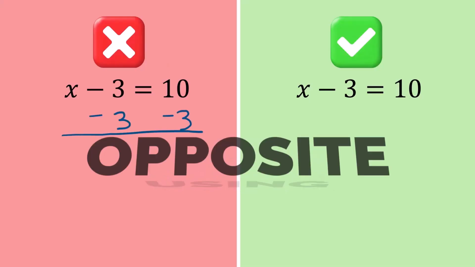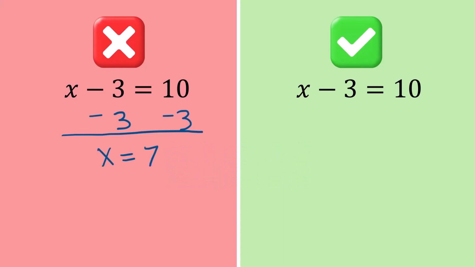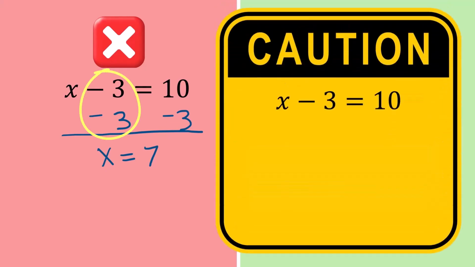Did not use an opposite sign when trying to solve an equation, and we end up with x equals 7. They did the subtraction right on the right side, but there's a problem with what they did over on the left side. Let me show you.